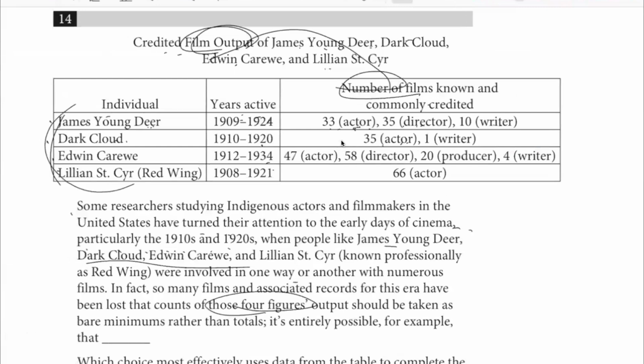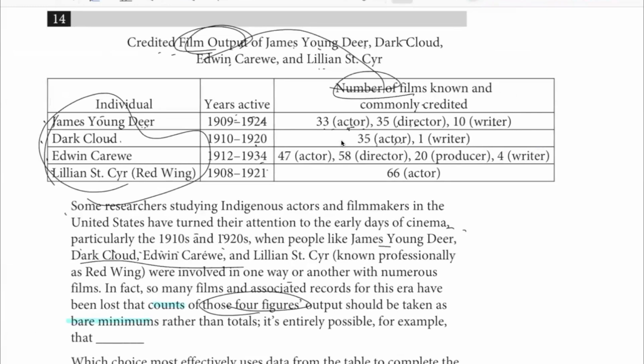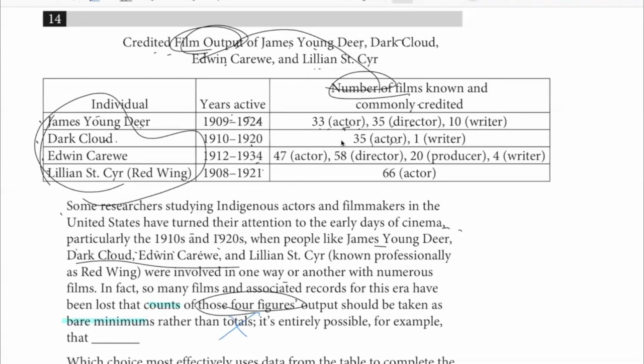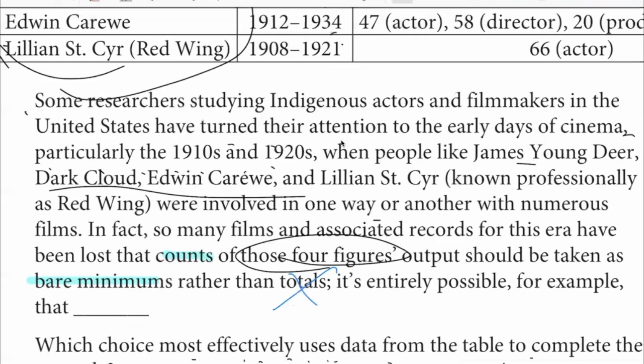So those four figures, these folks, output should be taken as, all right, key phrase here, should be taken as what? These counts as bare minimums rather than totals, so not totals. It's entirely possible, for example, that now, to be perfectly honest, I don't even have to look at these tables to do this question.